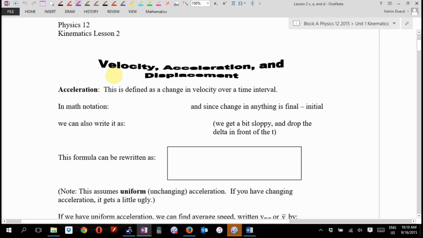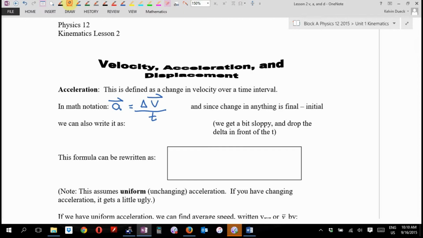Velocity, acceleration, and displacement. Acceleration. This is defined as a change in velocity over a change in time interval. In math notation, we write this. It's a vector, so I'll put the vector sign above it. Change in velocity over, don't write this next bit down, just watch for a second. It's a change in time, but because time is always a change in, over the years we've gotten sloppy and just stopped writing the triangle in front of it because it's always a change in, so we get lazy that way.